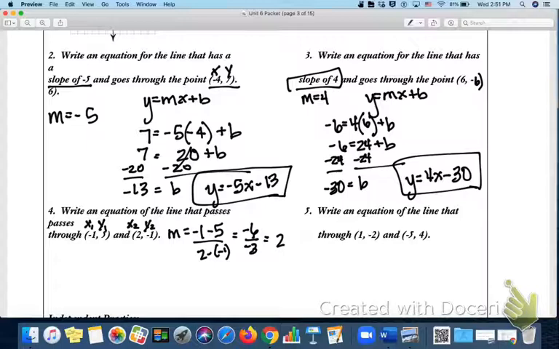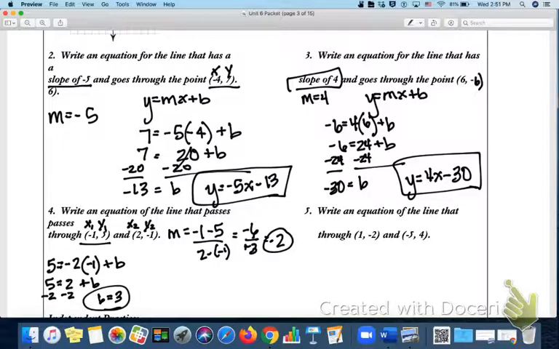I'm then going to choose one ordered pair, just one. I typically choose the first one. So I'm going to be replacing y with 5. M is negative 2. X is negative 1. Simplify that. 5 equals 2 plus b. Subtract 2 from both sides and b equals 3. So we now can rewrite your equation in slope-intercept form. Y equals m, negative 2, x plus b, or 3. Y equals negative 2x plus 3.